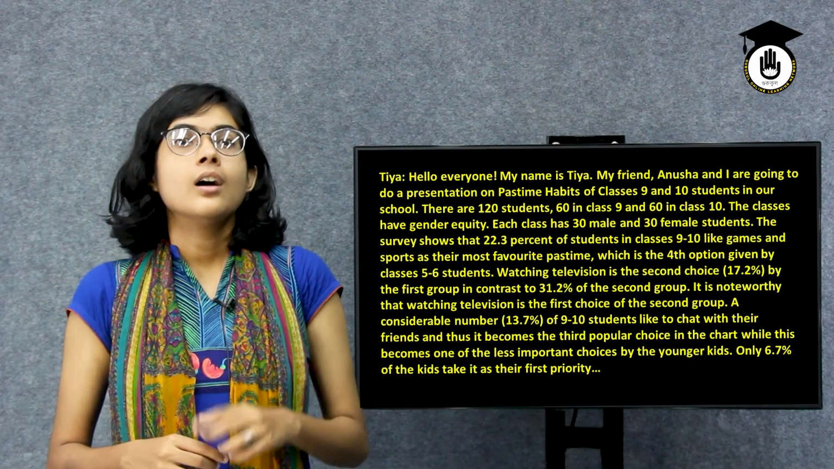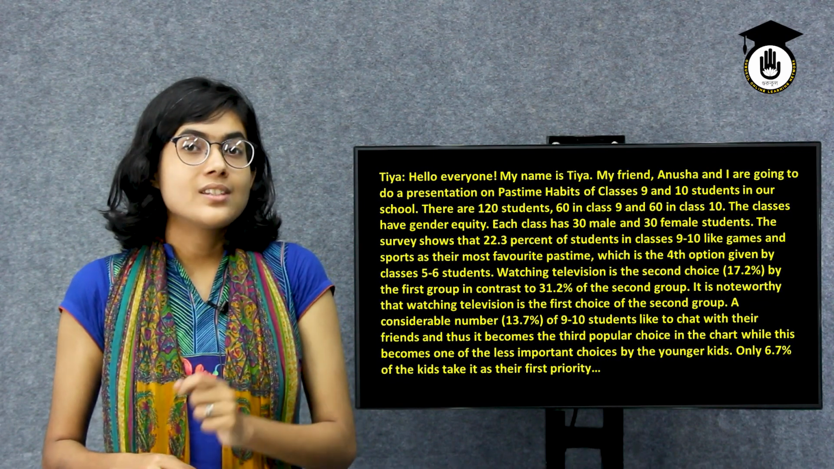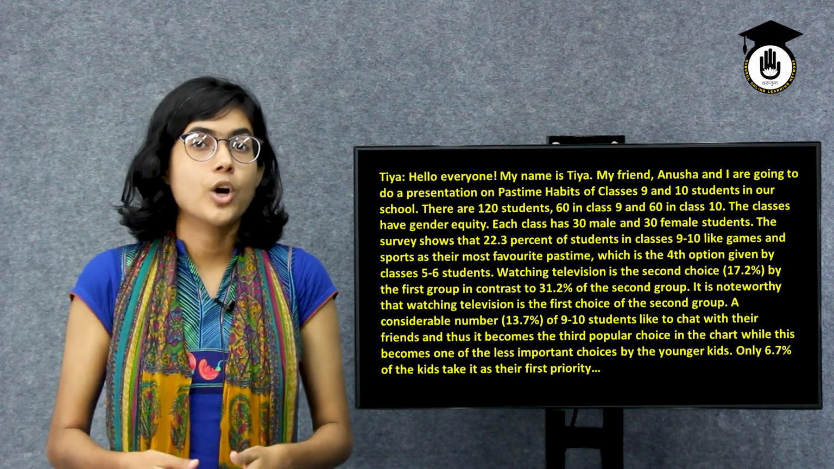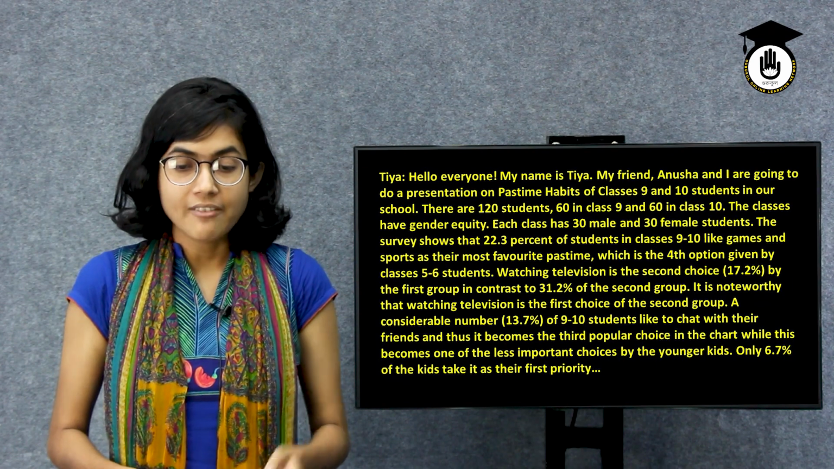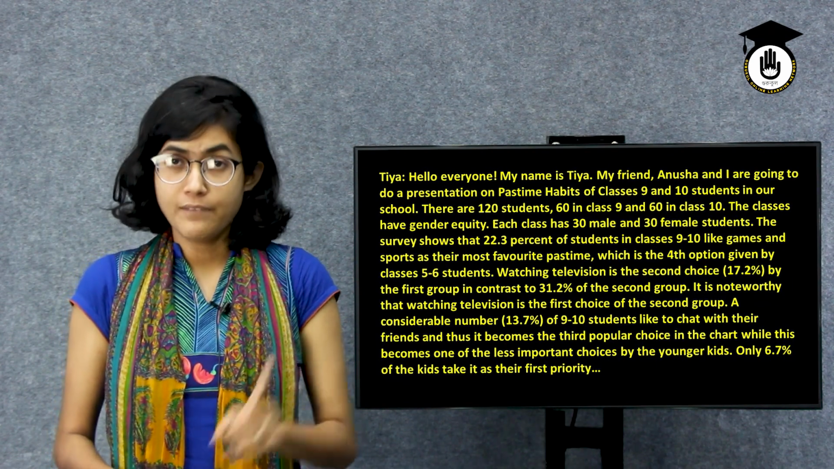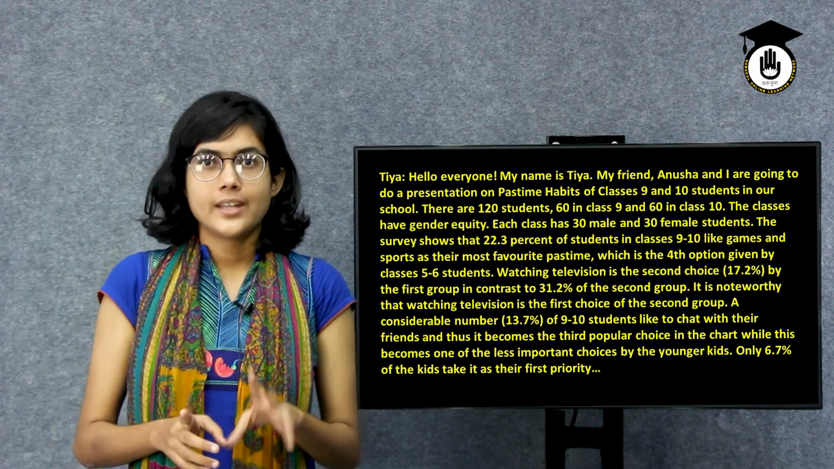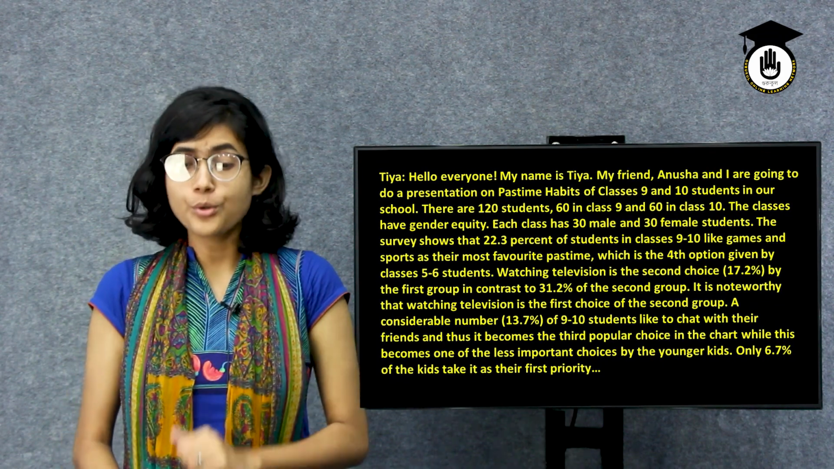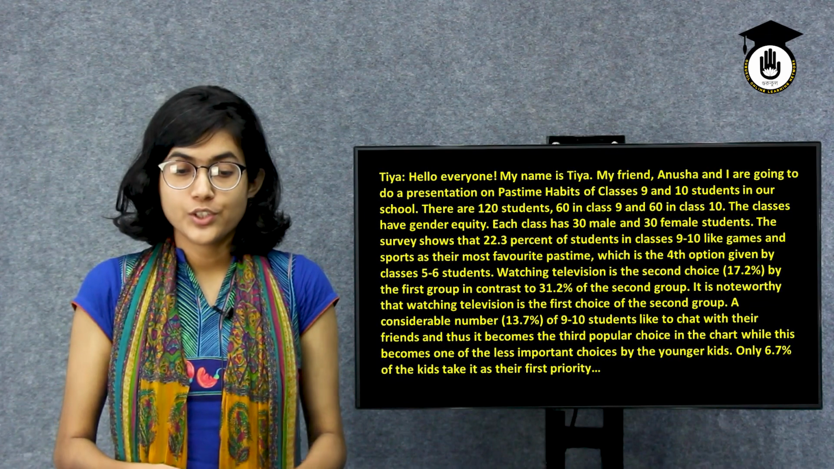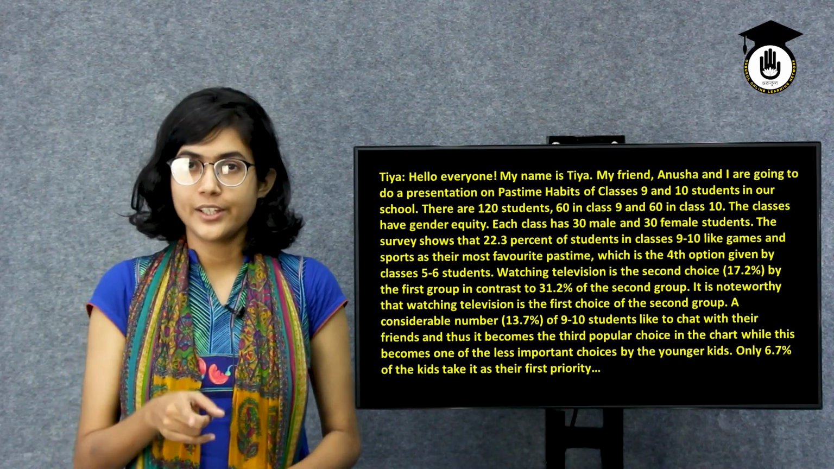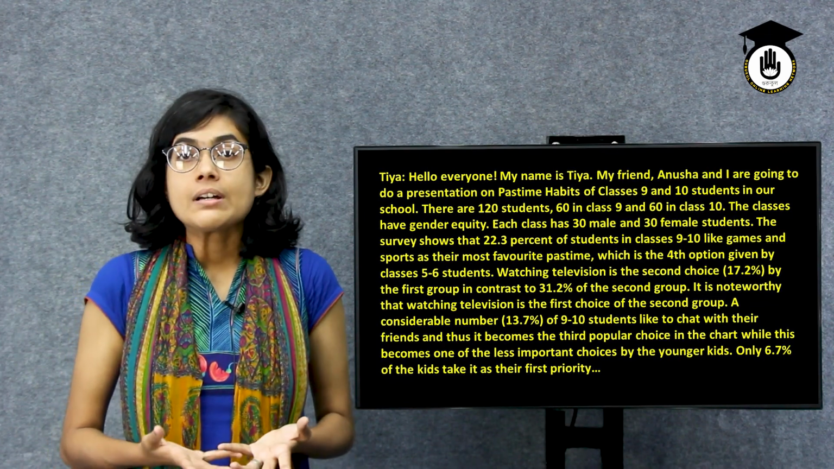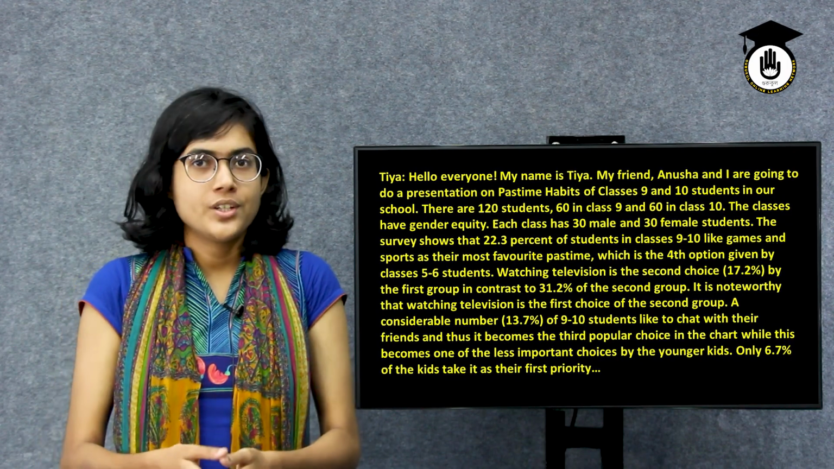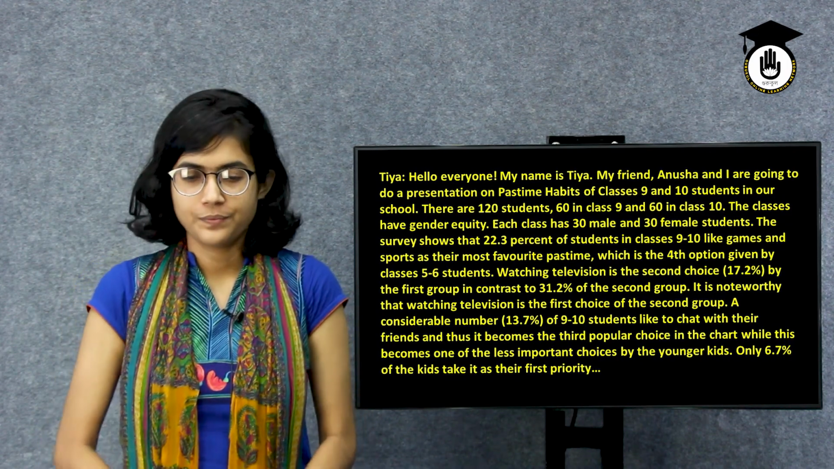That means the students from class 5 and 6 are more interested in watching television and they have prioritized it as the first one. But the students from class 9 and 10 have it as a second choice. It is noteworthy that watching television is the first choice of the second group. So class 5-6 students are more interested in watching television.